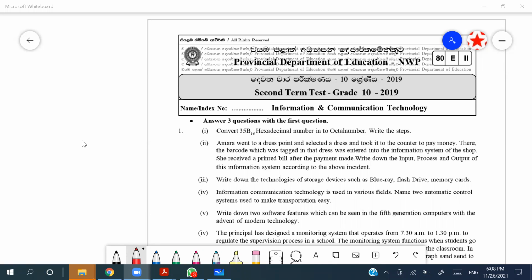Okay, so let's talk about the first question. It says convert 35B16 hexadecimal number into octal number. There should be a separator space in between octal and the number. So write the steps, right?